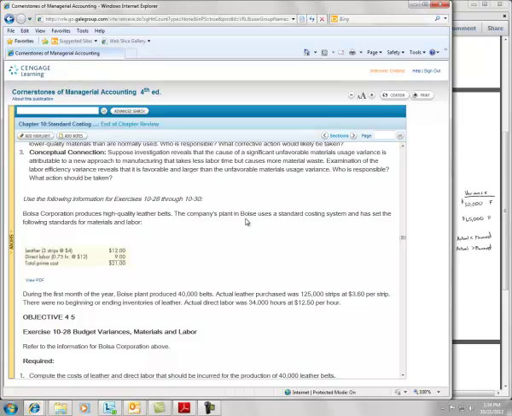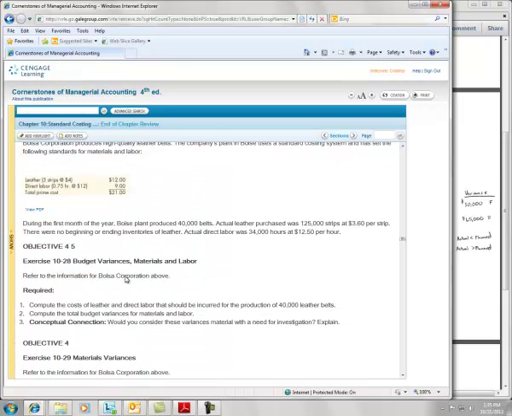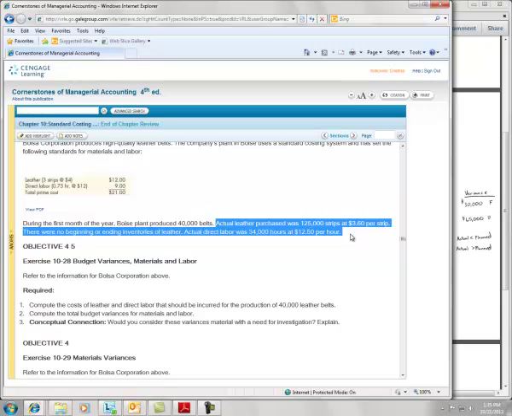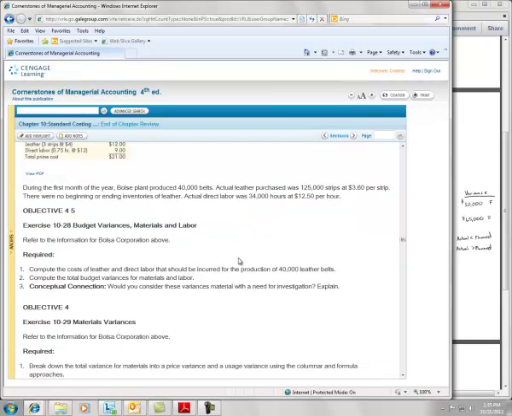And what this is, the corporation produces high-quality leather belts. They have a plant in Boise, which may be interesting, maybe not. They're using a standard costing system, and they've set the following standards. So we know everything in this table here is the information we will need for standards. We're also told that during the first month, the plant produced 40,000 belts, and we're given some information about the actual costs as well.